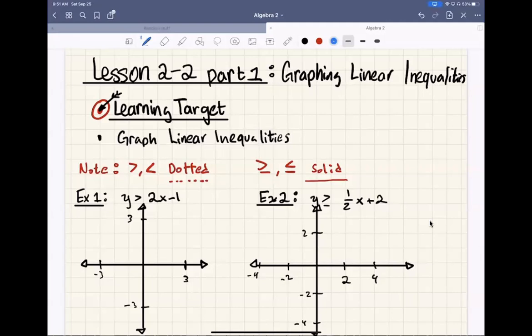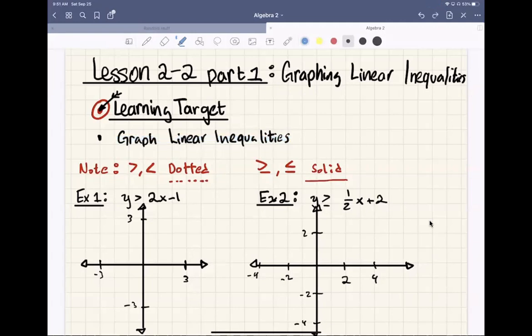We're going to be doing graphing linear inequalities. This is technically a review from Algebra 1, but it is one of the harder parts of Algebra 1. So if you struggle with it, you're going to want to definitely pay attention today. Our learning target is just the one: graph linear inequalities.